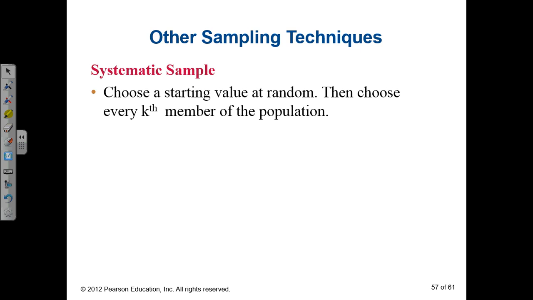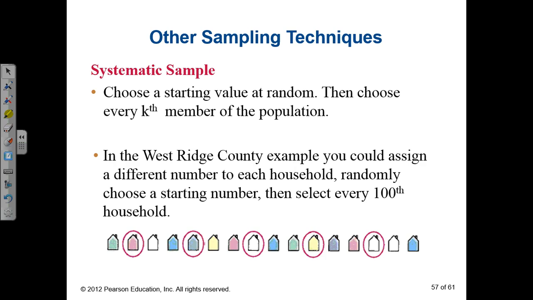Systematic sample. We choose a starting value at random, and then we choose every kth member of the population. Somehow you must order your population, pick a random starting point using either a random number generator, or if it's a small enough number, just put the numbers into a bag, shake it up, pull out a number for your starting point, and then you choose every 10th member of that population or every 100th person. For example, suppose you order the households from house 1 to house n, then you randomly pick a starting point and then choose every 100th household after that starting point.